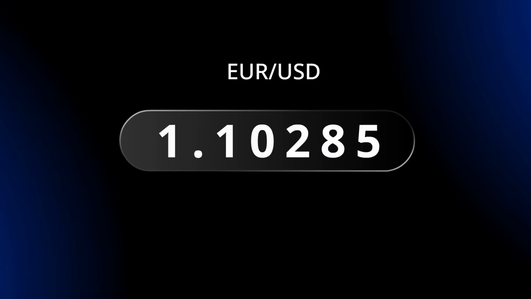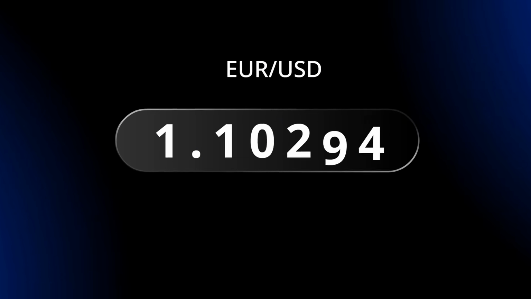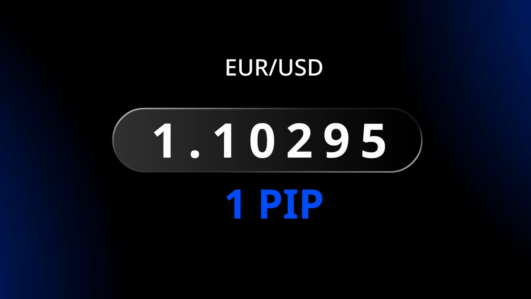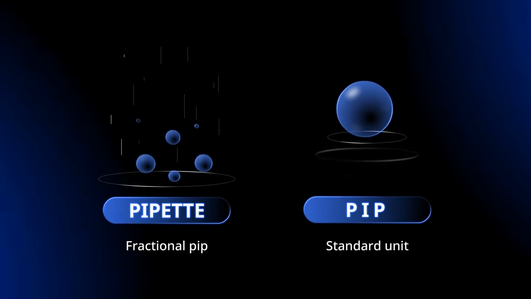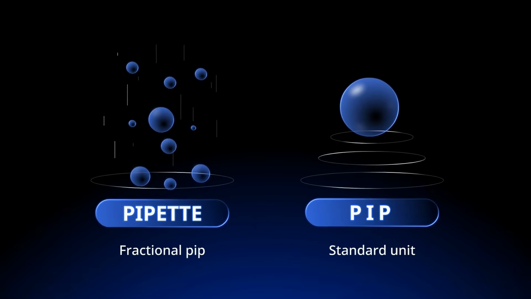For example, if EUR/USD moves from 1.10285 to 1.10295, that is 1 pip, even though the 5th decimal changed by 10 points. Pipettes provide more precise pricing, but the standard unit traders refer to is still the pip.